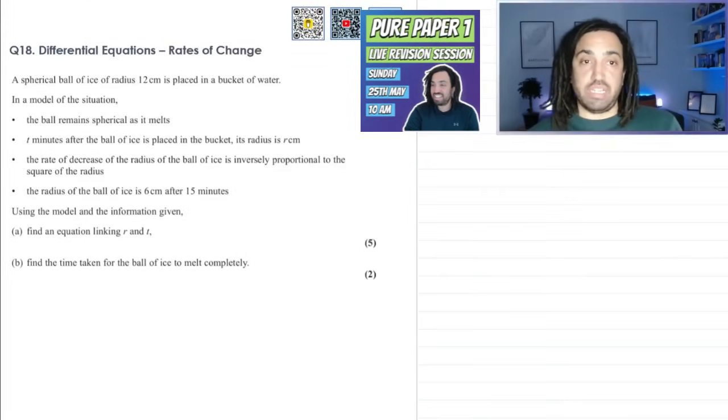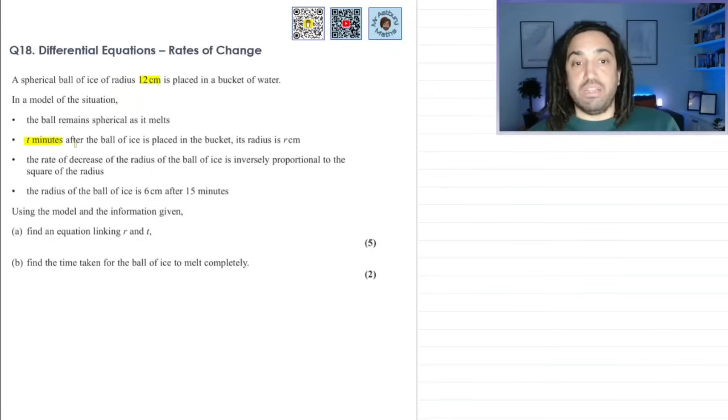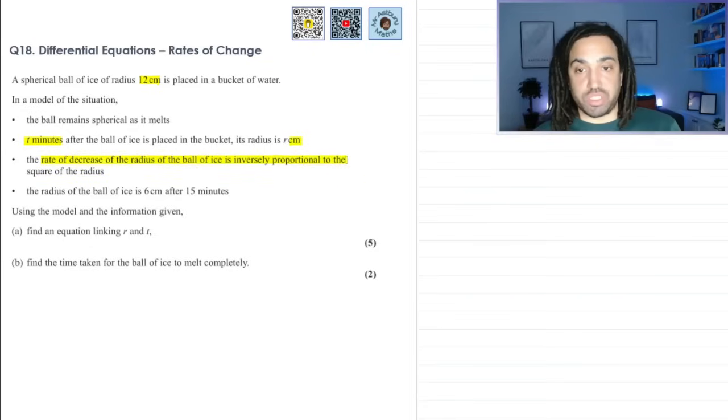Okay, question 18, and we've got a differential equation, rates of change. A spherical ball of ice of radius 12 centimeters is placed in a bucket of water. In a model of the situation, the ball remains spherical as it melts. T minutes, so always underline the units so you don't get caught out. And again, this is in centimeters. Fine. Okay, so the rate of decrease of the radius of the ball is inversely proportional to the square of the radius.